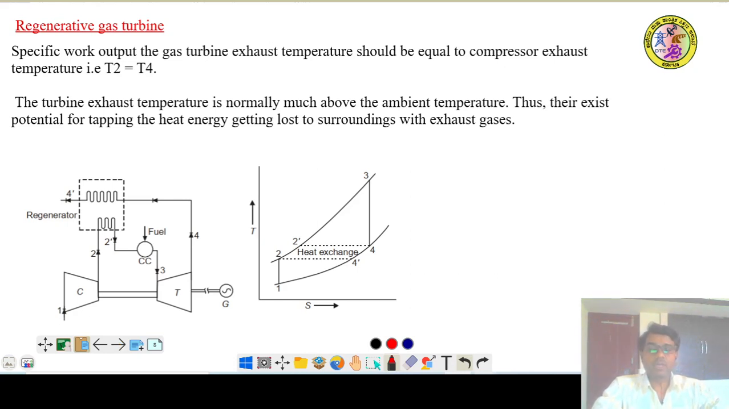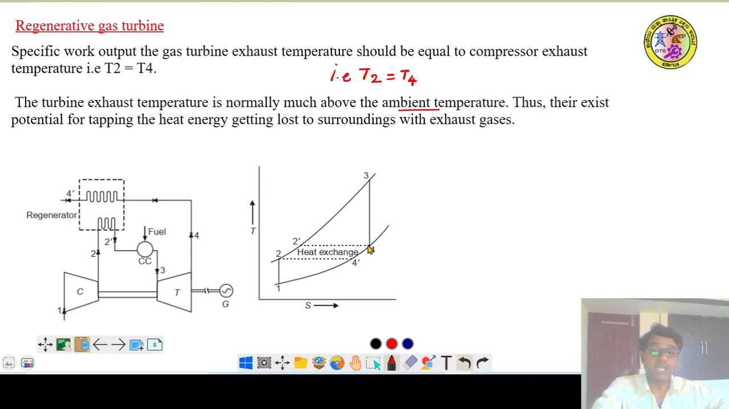Specific work output na heladu, work output yavaga jaasti agutte, maximum yavaga irutte andre, when the exhaust temperature should be equal to the compressor exhaust temperature, that is T2 is equal to T4 aagbeku. When T2 is equal to T4, the work output of the gas turbine is maximum. So the turbine exhaust temperature is normally much above the ambient temperature. Generally 3 to 4 in our process is isentropic expansion process.